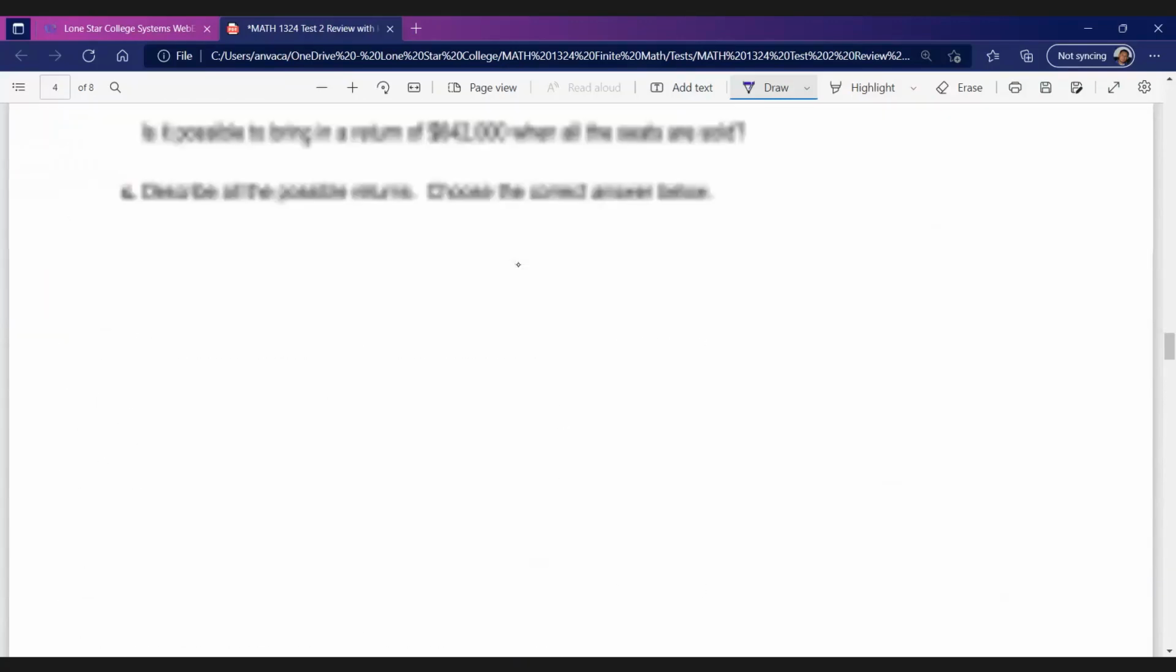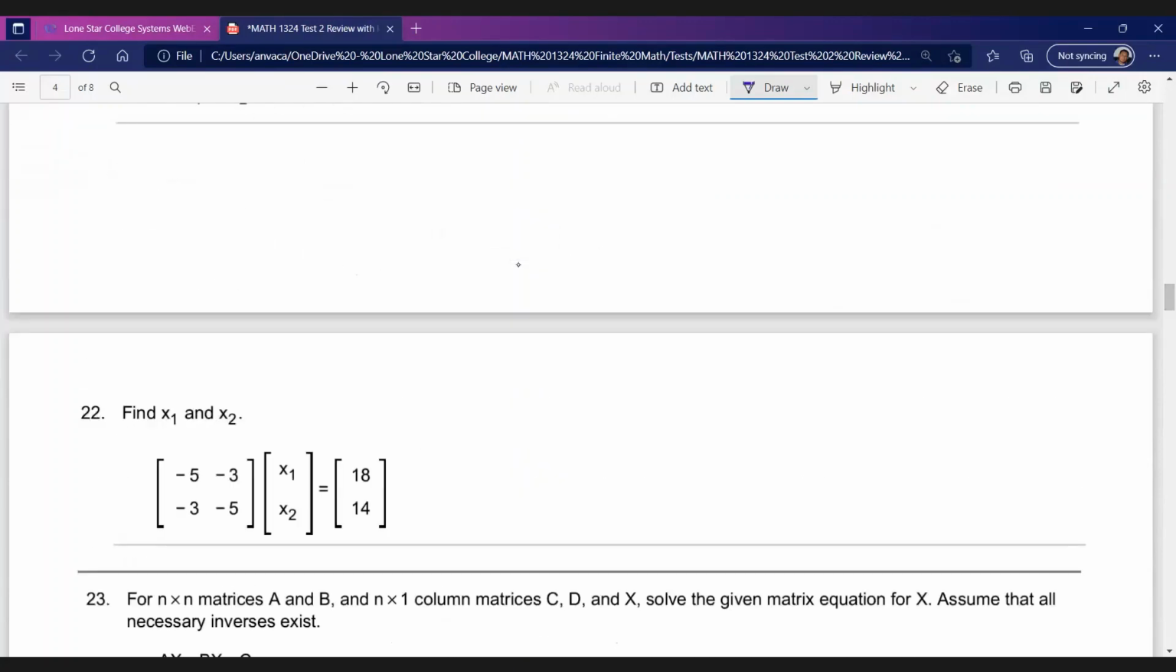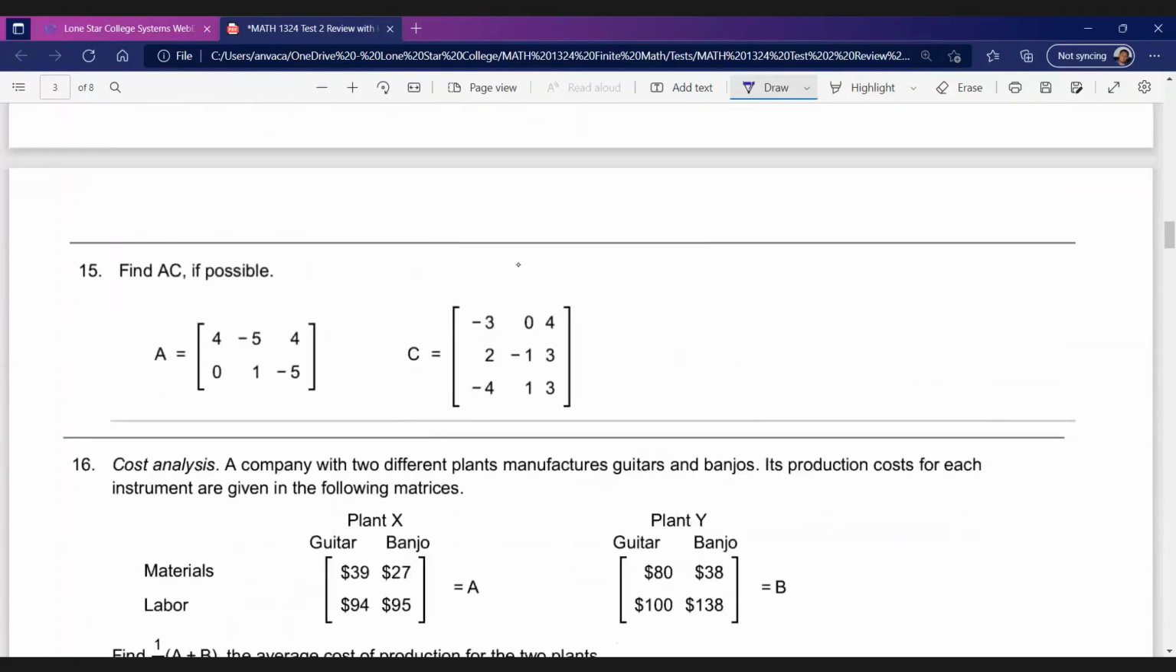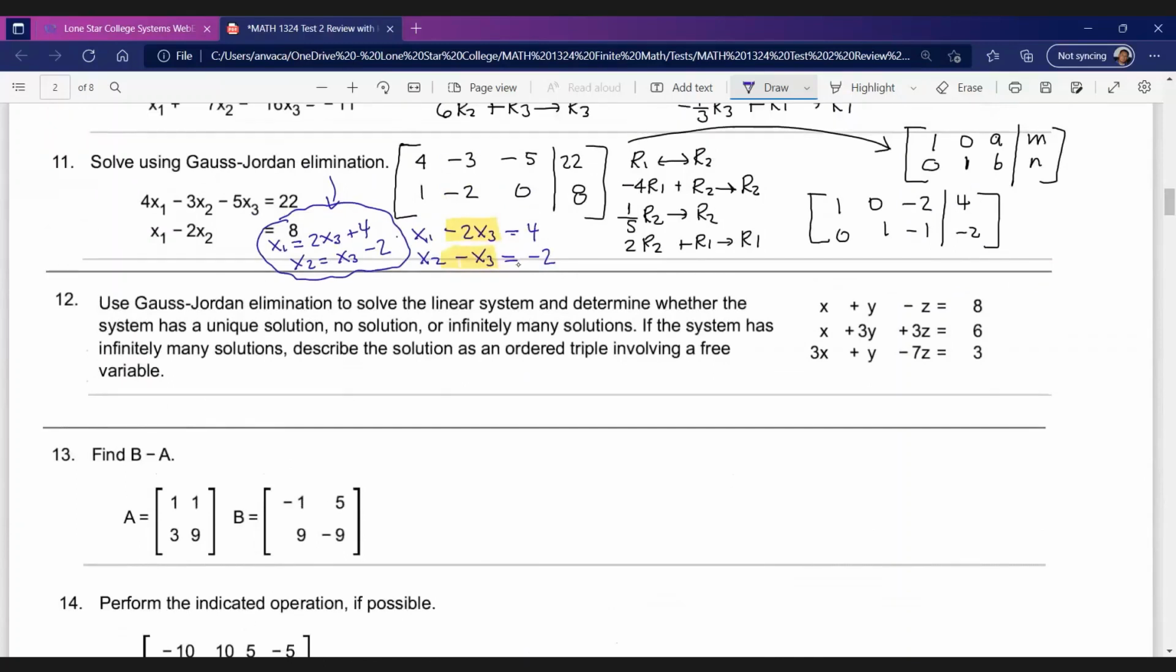All right, so in this case, it says to let x3 equal to t. So therefore x1 is equal to 2t plus 4, while x2 is equal to 1t minus 2, okay? So just be careful with my MATLAB there. All right, let's move on to another example.